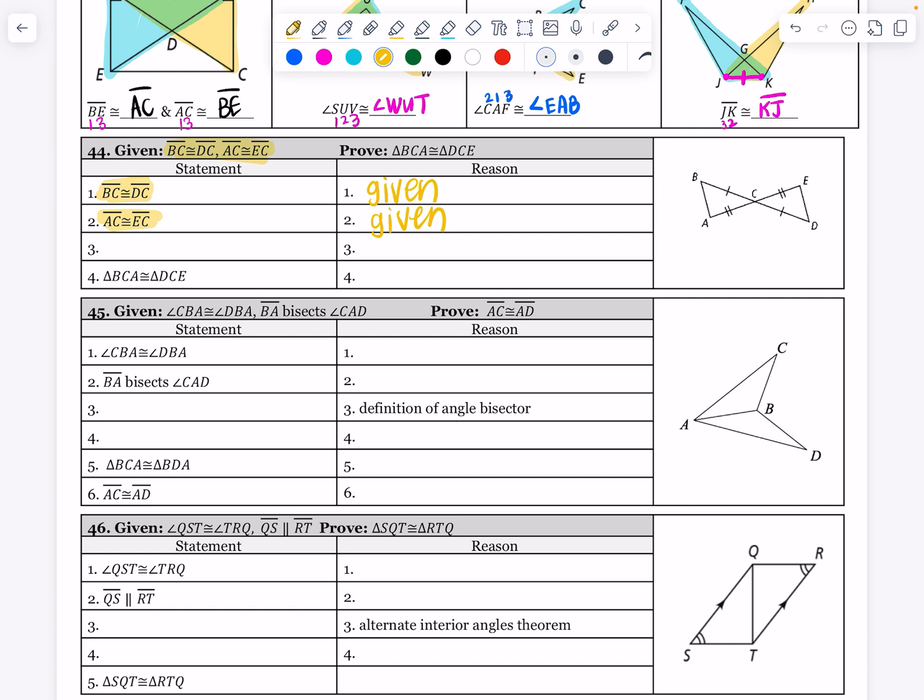Then I want to pause and make sure they actually marked that stuff in the picture. So did they? BC is congruent to DC. That is marked as congruent. Fabulous. AC is congruent to EC. That is marked as congruent. Fabulous. Okay? Now we want to look at ultimately what they're trying to prove, because that's going to tell me what I'm going to do next in the proof.